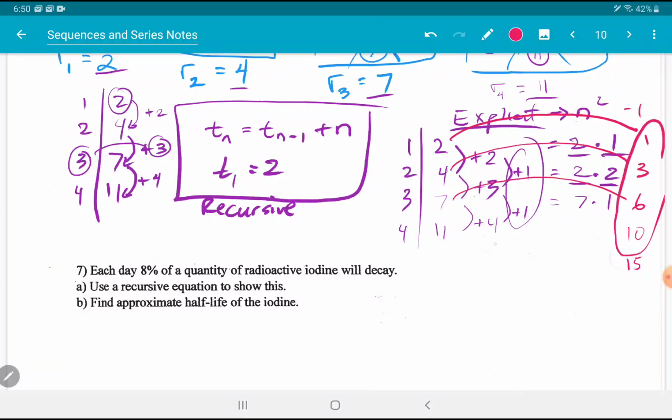What was that sequence? It was n times n plus 1 all over 2. That's 1, 3, 6, 10, 15. And we need to take these numbers and make them 2. Make 1 into 2, 3 into 4, 6 into 7, 10 into 11. So what are we doing? Adding 1 to it. This right there is our explicit formula. Okay, all right, so that takes care of number 6.